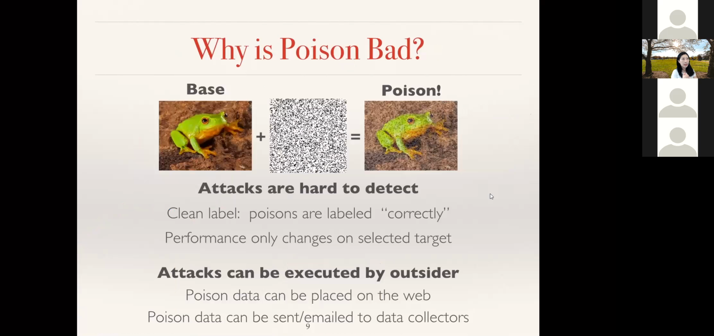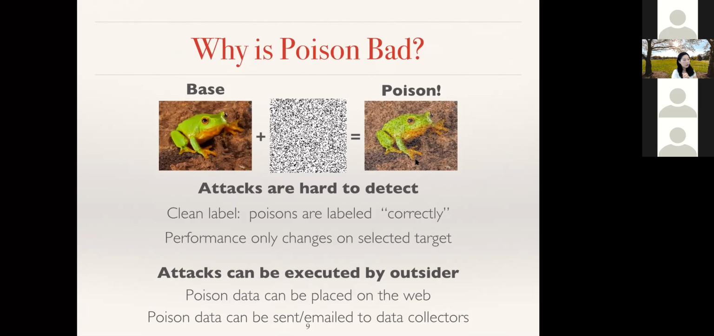But first, before we understand how to design such a poisoning mechanism, why is poisoning bad, right? So, you have the base classifier, you have the perturbation, you get the poison. The reason why poisoning is bad is that usually the attacks are hard to detect. And even with human eyes, it is probably a little bit hard to detect.